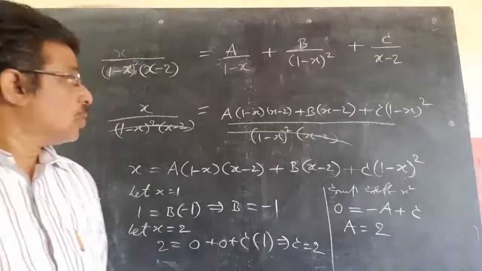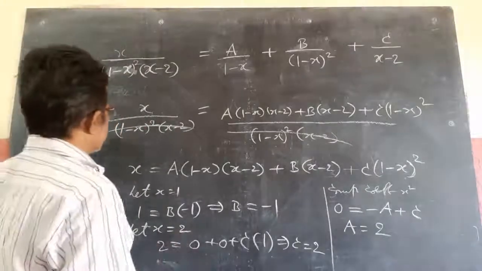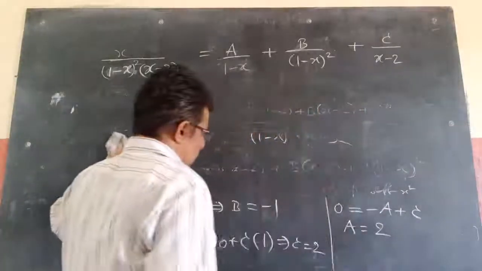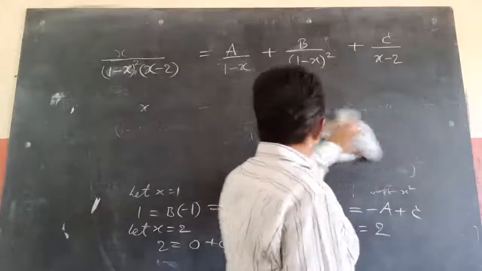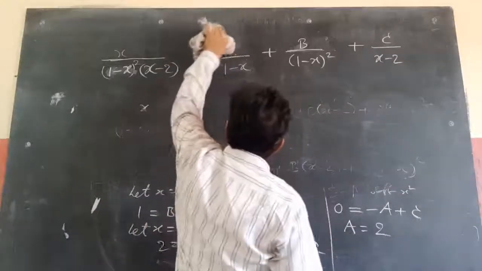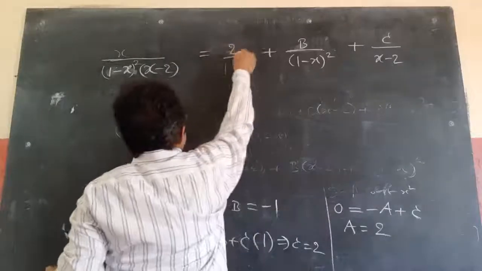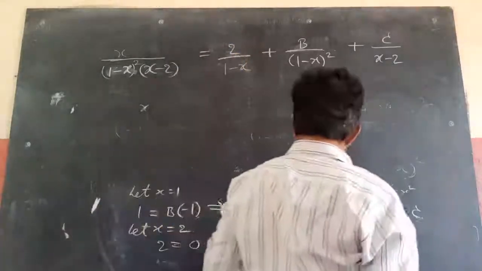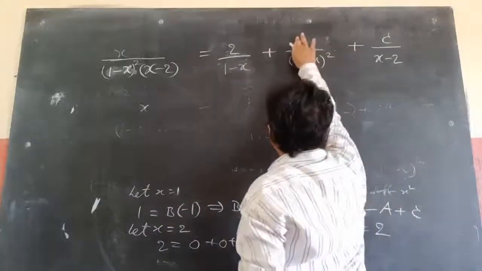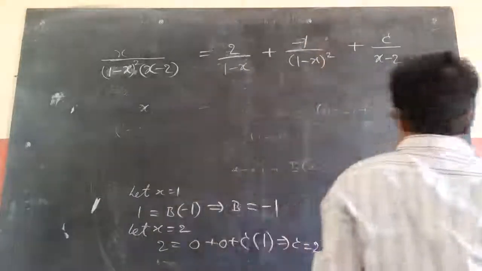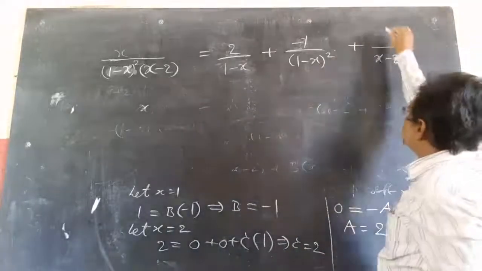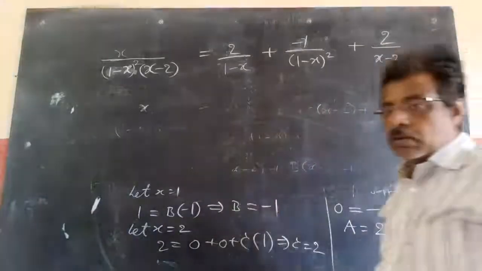Now I can resubstitute the A, B, C values and write the expression. A value is 2, so 2 by 1 minus x. And B value I got as minus 1, so minus 1 by 1 minus x whole square. And C value I got as plus 2 again, so 2 by x minus 2. This is how I got it.